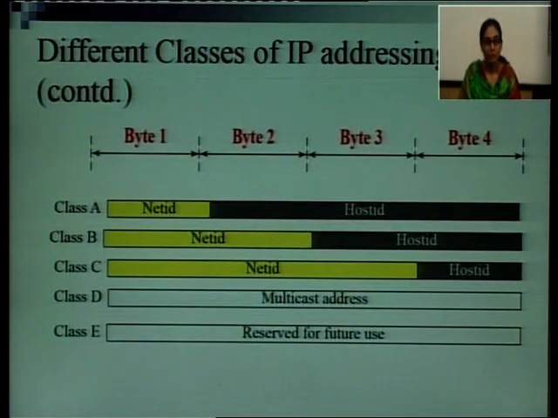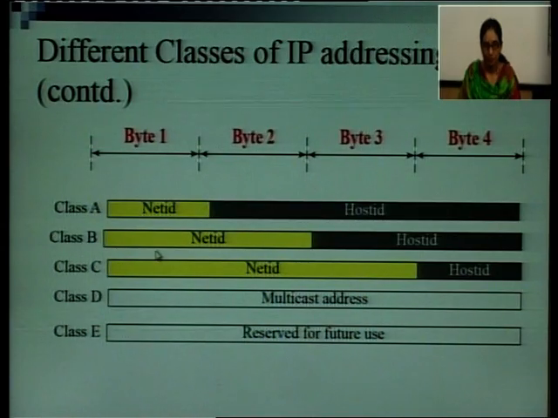This diagram shows how many bytes are used to identify the network ID and how many bytes are used to identify the host ID. As we know from the previous diagram, the first bit of the first byte is reserved as 0 in class A. So the first byte, that is 1 byte, is used to identify the network ID, and the remaining 3 bytes are used to identify the host ID in class A.